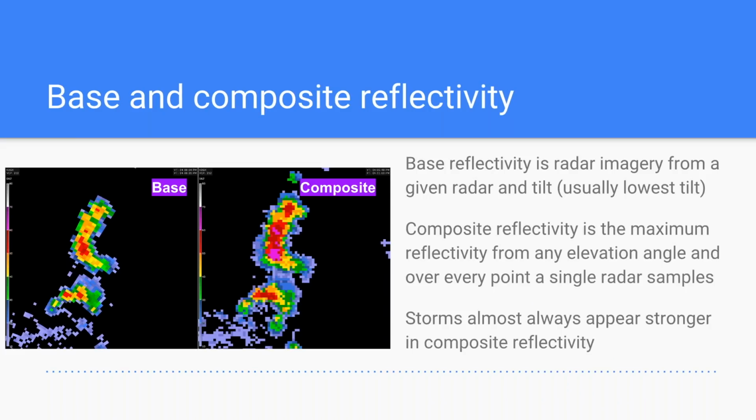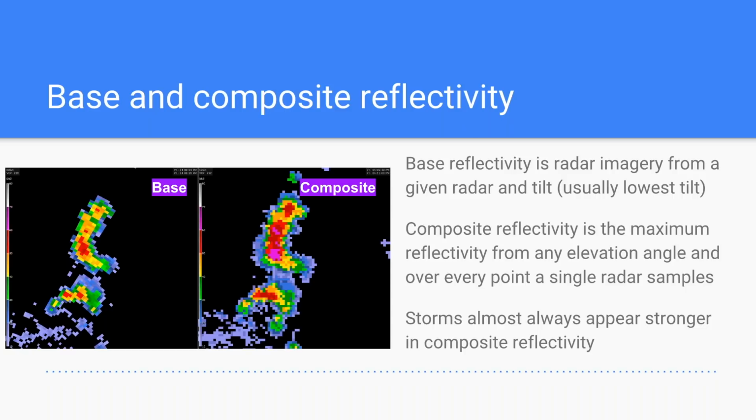Let's compare base and composite reflectivity. Terms you may or may not be familiar with, but let's go through them briefly. Base reflectivity is radar imagery from a single radar and a single tilt. So technically speaking, a radar will sample the atmosphere, including storms, at various elevation angles. But going forward, when meteorologists are talking to each other about base reflectivity, they're usually referring to the lowest tilt.